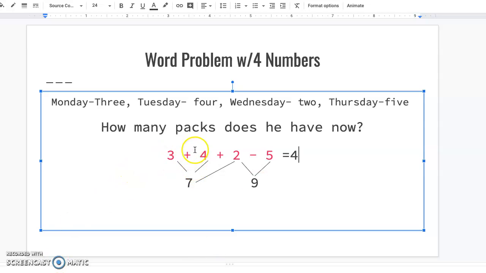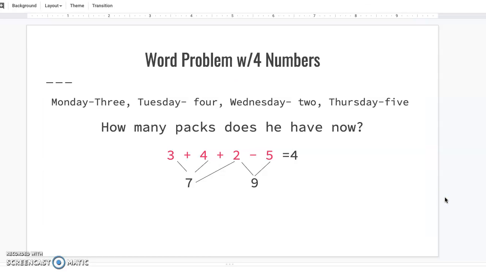So again, 3 plus 4 gives us 7. 7 plus 2 more gives us 9. So he had 9 packs and then he gave 5 away. So 9 minus 5 that he gave away left him with 4. So he has 4 packs of candy left.